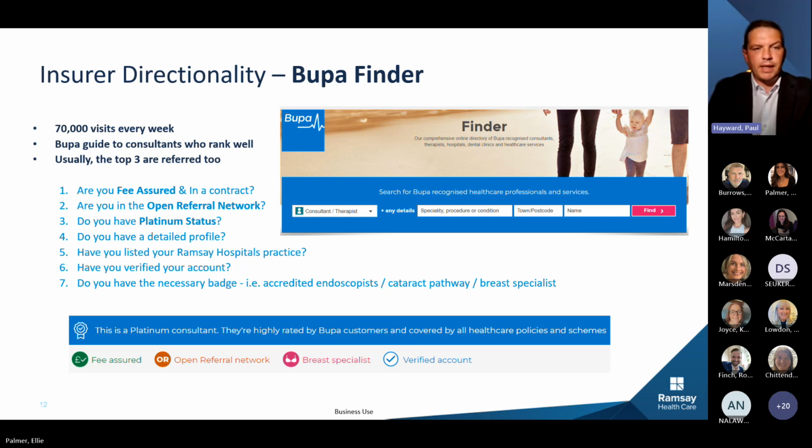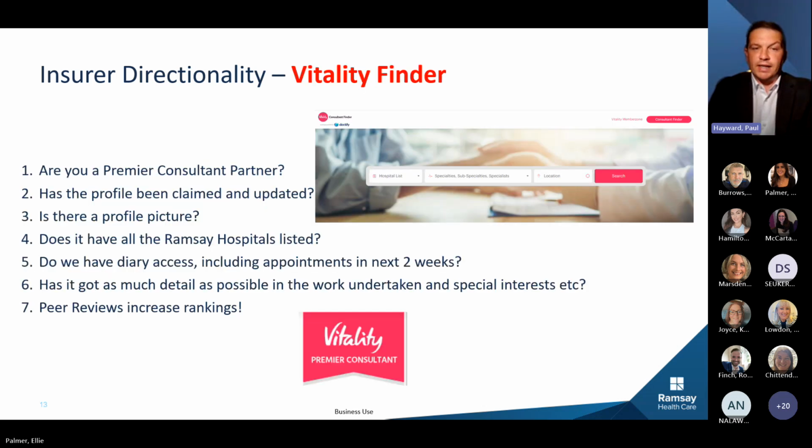The next system on the next page is Vitality Finder. So in a very similar fashion to Bupa, Vitality introduced their Vitality system a couple of years ago. Again, there's various ways you can improve your profile, but one of the big differences between the Bupa Finder system and the Vitality Finder system is that they display the direct booking functionality on their system, so patients, you're available, then linking back to that direct booking system and availability piece being key.